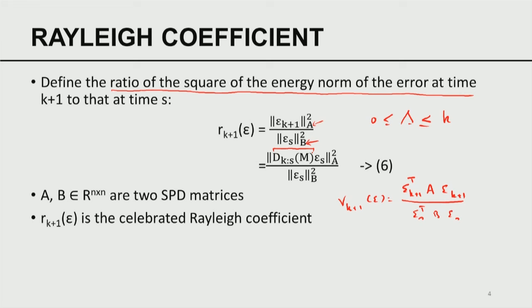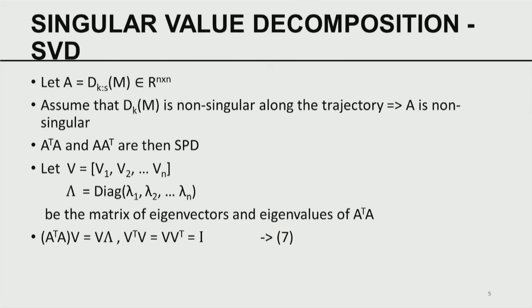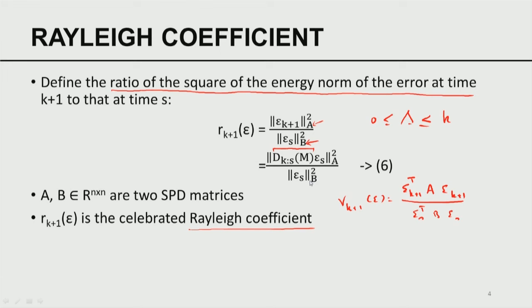So, A and B in general are two symmetric positive definite matrices. This ratio is the celebrated Rayleigh coefficient in matrix theory, and it is a very useful measure for predictability analysis. I would like to understand the behavior of this ratio. Now let us see what this ratio represents. In general it represents a measure of sensitivity. You can see the energy in some quantity at a later time related to the energy of some other quantity at the initial time. So this ratio captures the spirit of the sensitivity involved in predictability analysis.